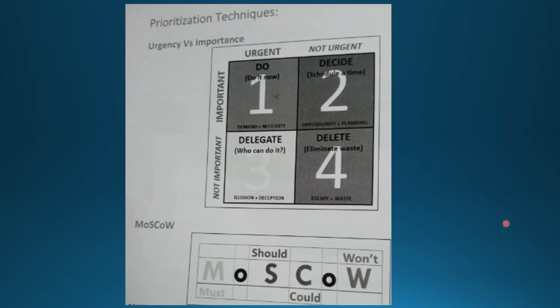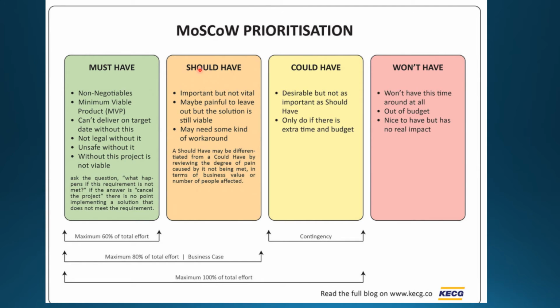Alright, the second technique is MoSCoW. MoSCoW means must have, should have, could have, and won't have. What should a must-have item be? It should be part of the MVP, non-negotiable: not legal without it, unsafe without it. Without this, the project is not viable. That's called must-have items.